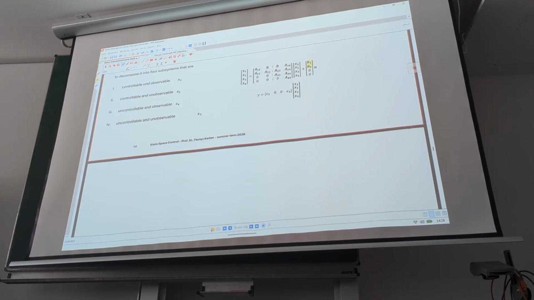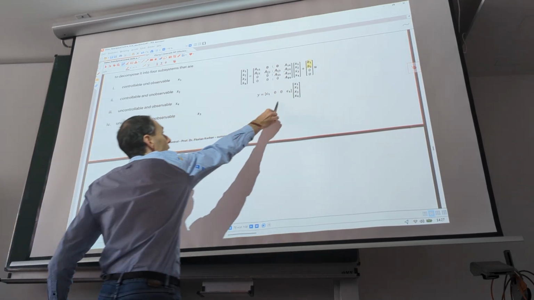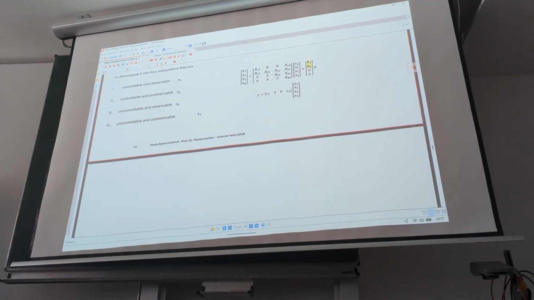If I partition it in this fashion, then you would see that this looks exactly like what we've seen two slides before. Okay? So again, the part 3 and 4 is autonomous, and it is not affected by the input, so this is not controlled. But moreover, we are also interested in the lower part, the output part here, and there we see that the x2 part is not seen in the output.